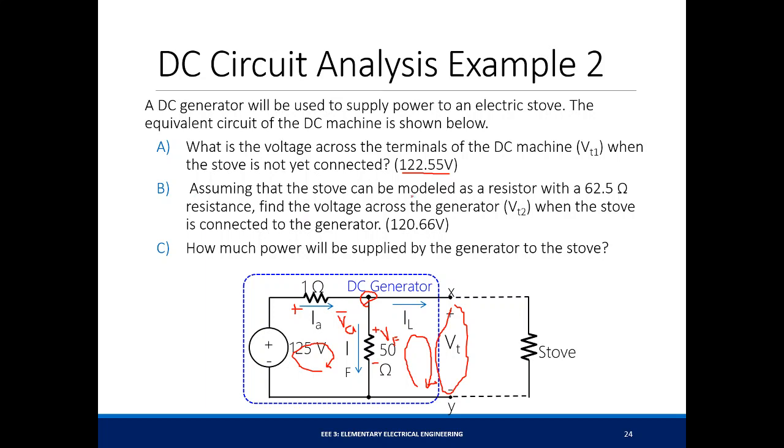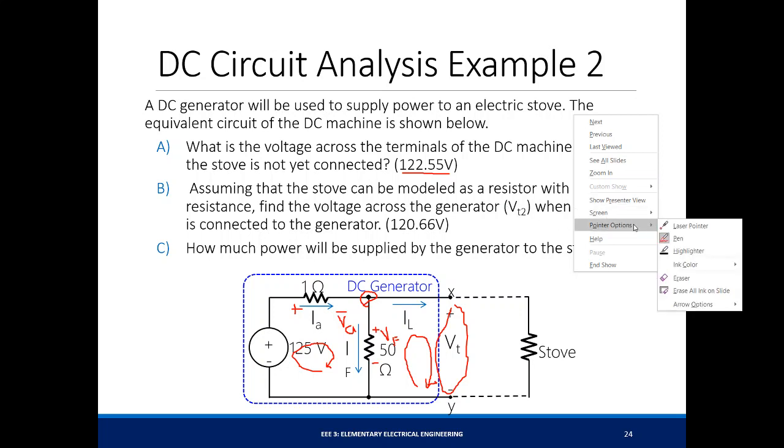Next, letter B, assuming that the stove can be modeled as a resistor with 62.5 ohms, find the voltage across the generator when the stove is connected to the generator. So the added twist here is now there's an additional resistance. It's not open anymore. It has a 62.5 ohm resistance. So IL now is not equal to 0 in this case. Okay, so we have a VT right here. We have set VF and VA, and we can still use the same techniques to solve for the circuit.